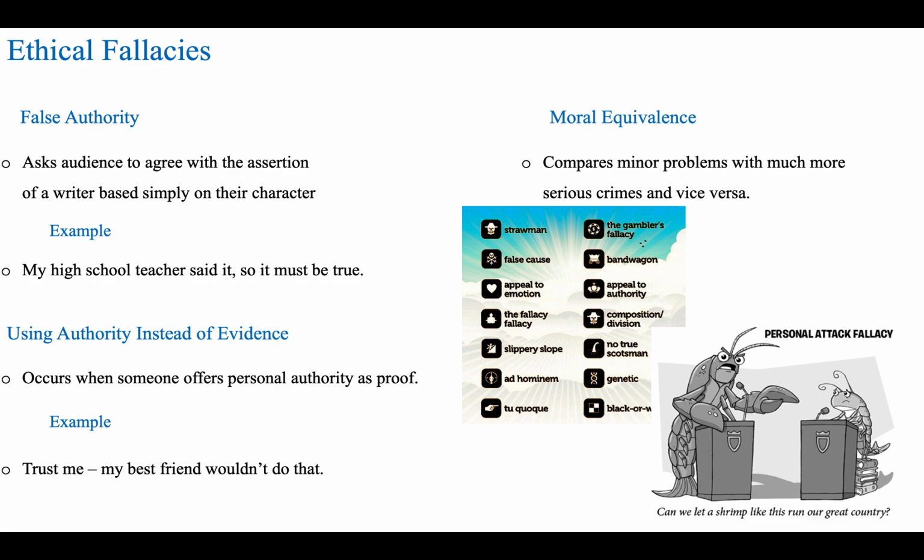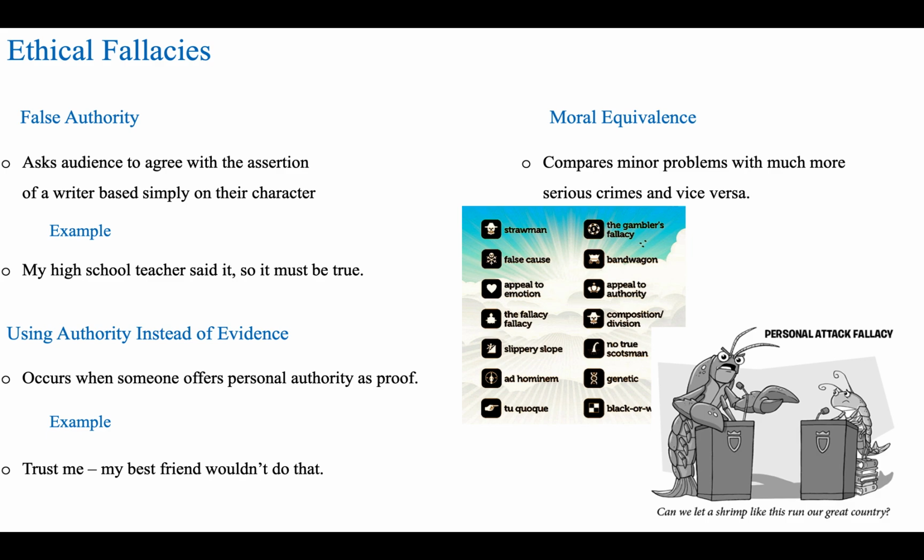So the first one is false authority, which asks the audience to agree with the assertion of a writer based simply on his or her character or the authority of another person or institution who may not fully be qualified to offer that assertion. An example would be: my high school teacher said it, so it must be true. Just because they said it does not make it true.